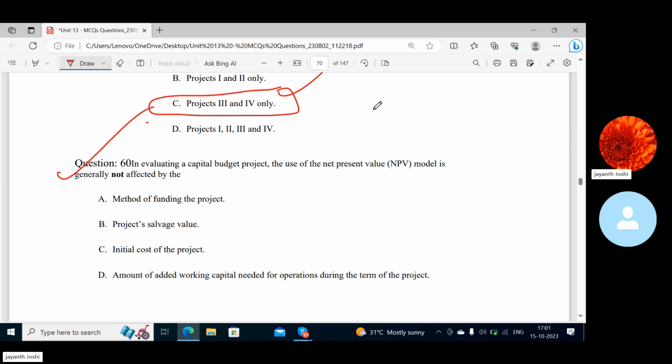A is the method of funding the project. It does not affect the cash flows. Project salvage value, initial cost, working capital all have an impact. In sensitivity analysis, if these change, then the result can change, but funding does not matter. You can take debt or equity, whatever it is, and start the project. It doesn't matter, right?